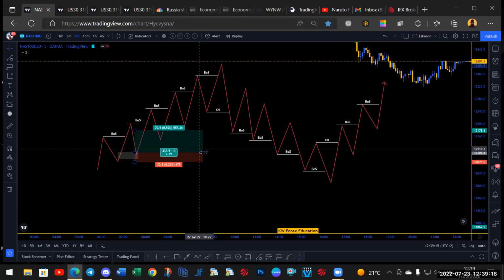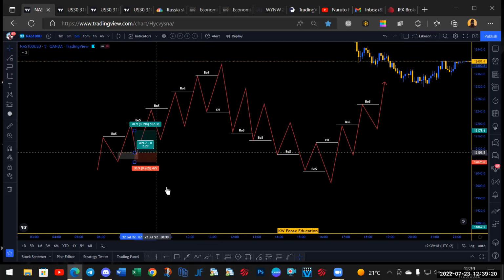So there are two ways. How do you know your TP with this one? So there are two ways you can do this. You can either scalp the market.